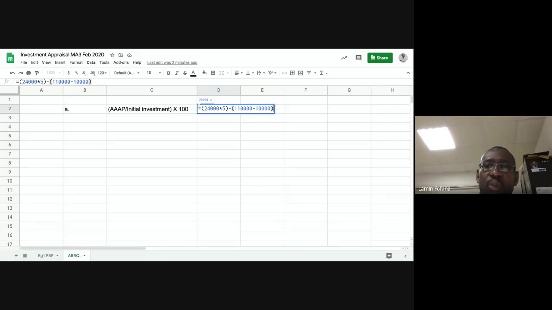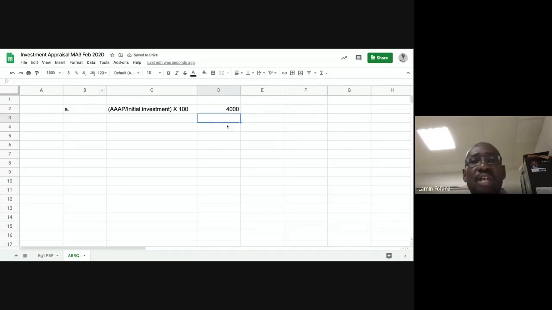Okay, so now we want to get our total profits, and if we want to find our average annual accountant's profit, we're going to divide it by 5. But before we can divide it by 5, we must follow BODMAS. So we do one bracket, open and close, so that we can have the whole number, everything, because we're going to take everything divided by 5, isn't it? We enter. So that gives us 4,000.